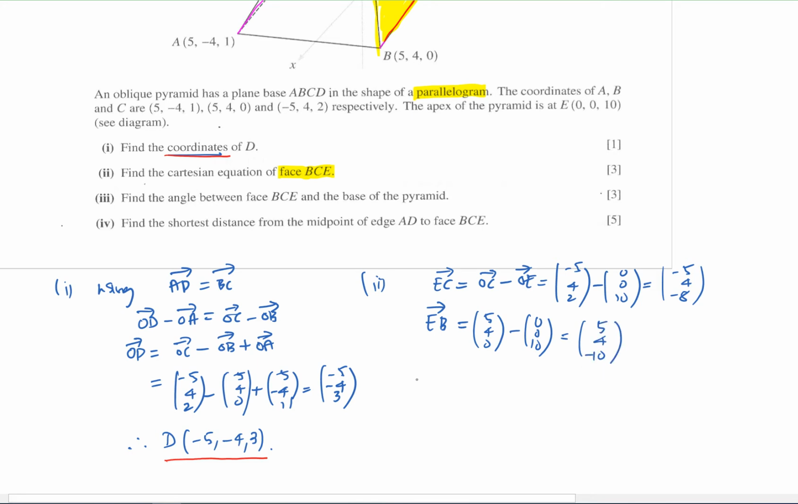Now, my normal of the plane, I will not write it yet, I'll tell you why. Let me first do the cross product, EC cross with EB first.